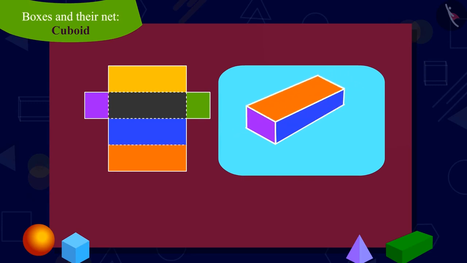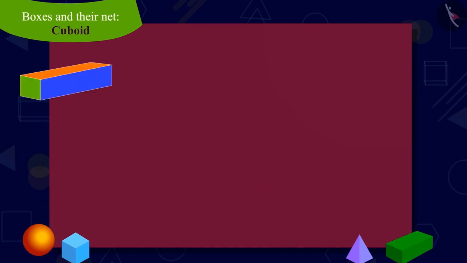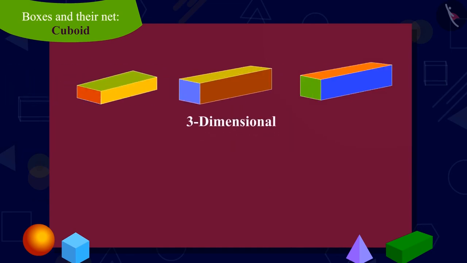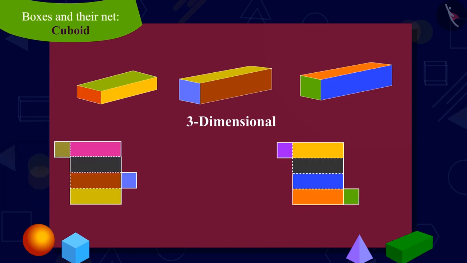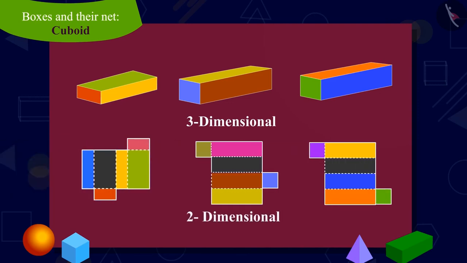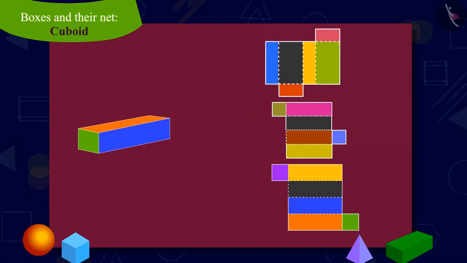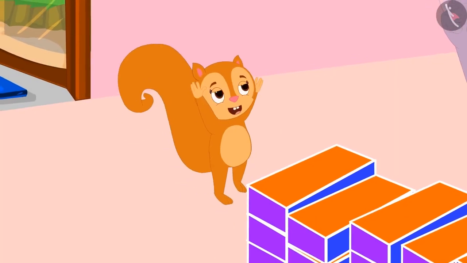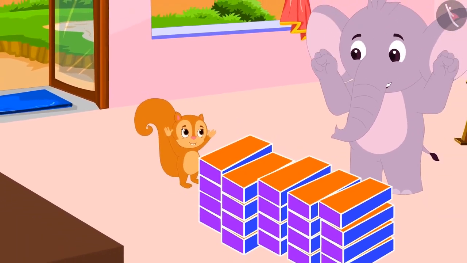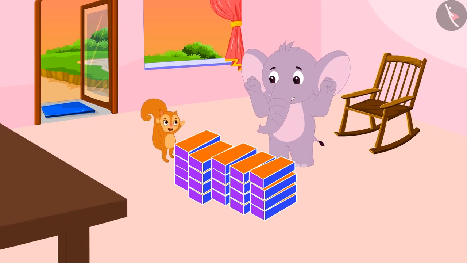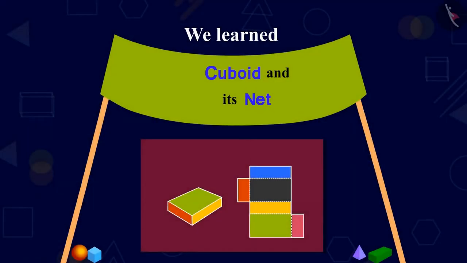That's correct. From the cutouts also, we can make a cuboid-shaped box. Yes, children. Many two-dimensional nets of any three-dimensional shape, such as cuboids, can be made. We can make any box by folding various types of nets. Chanda was happy to learn about the cuboid-shaped net. And Chanda and Appu packed all the sweets. In this lesson, children, we learned about the cuboid and its net. In the next video, we will learn about the cube and its net.